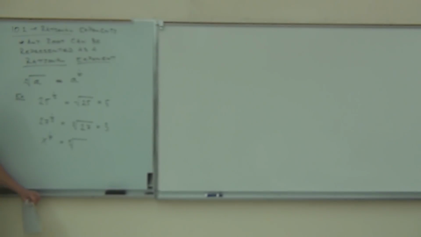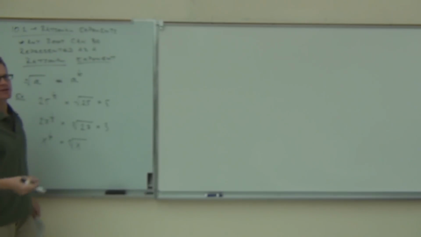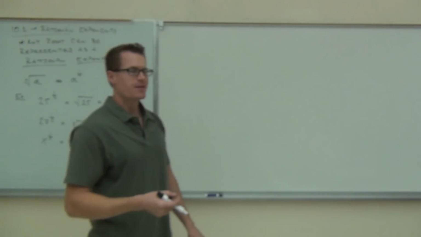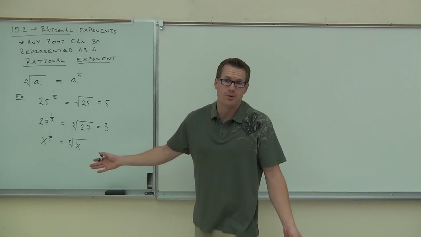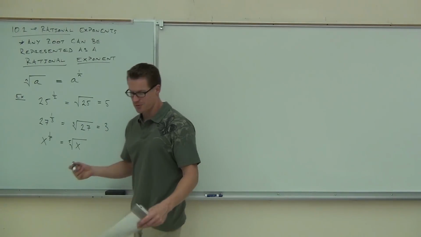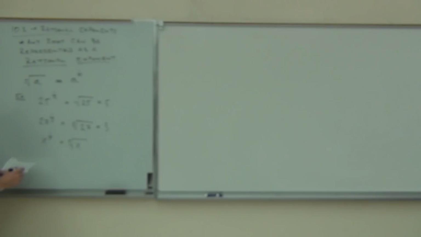What's going to go on the inside of our root? X to what power? So you can leave it just like that. That's a fifth root of x. There's no way we can simplify that right now. There's no number, so we can't say like here was a 5, here was a 3. We can't do that. Let's try a couple more.